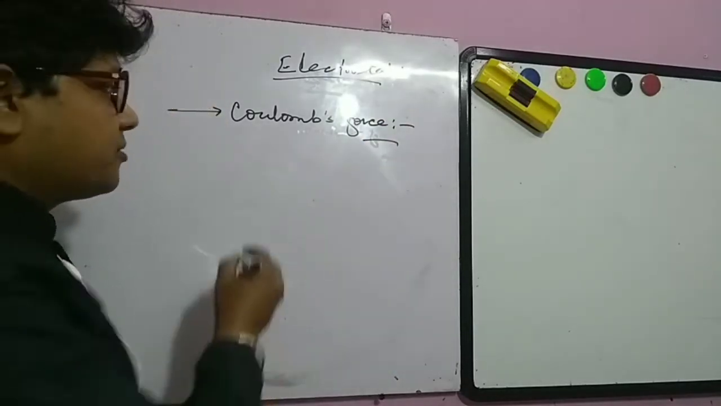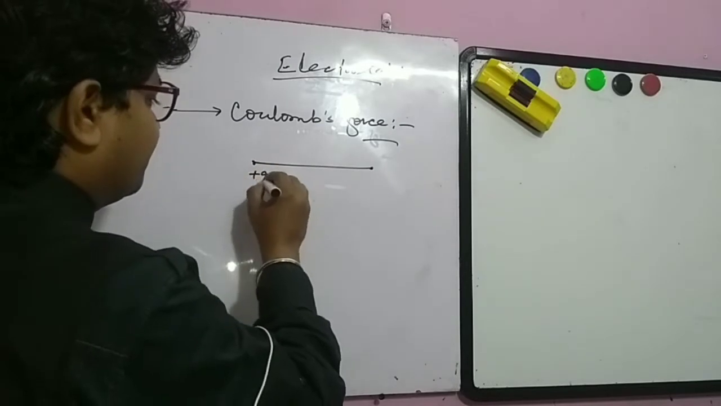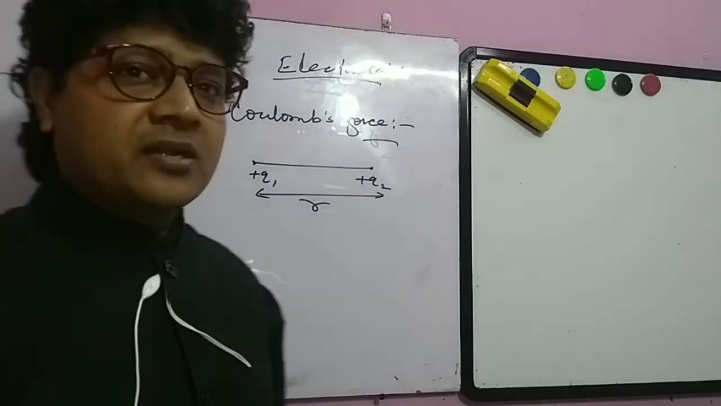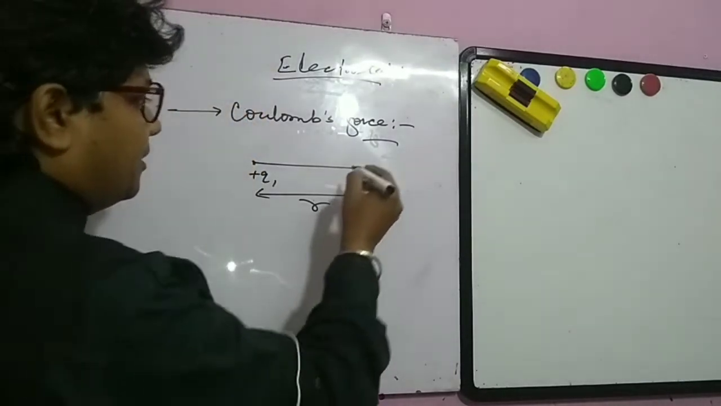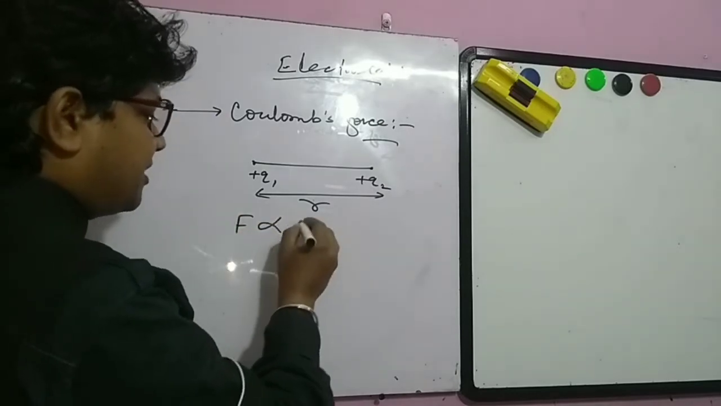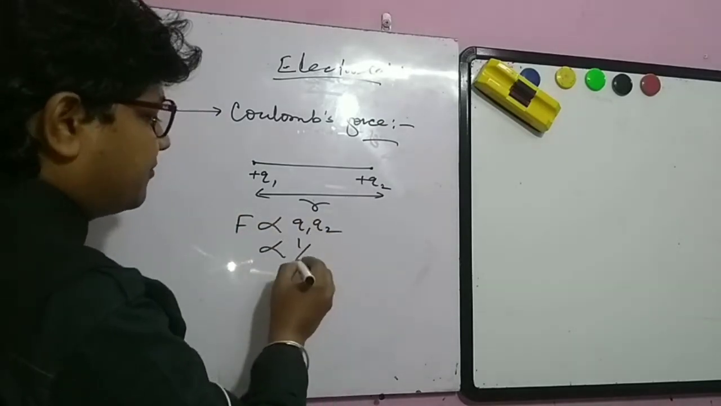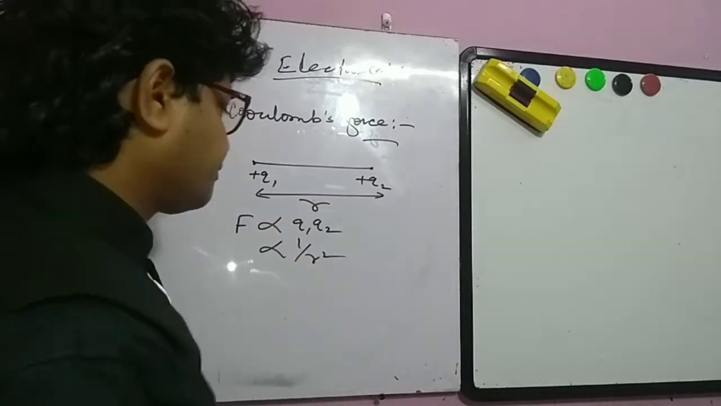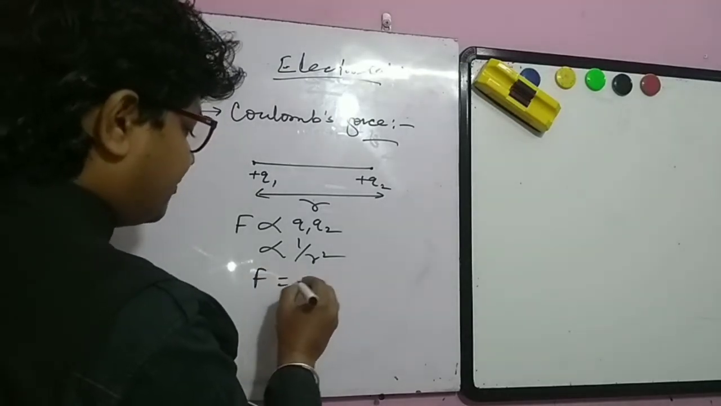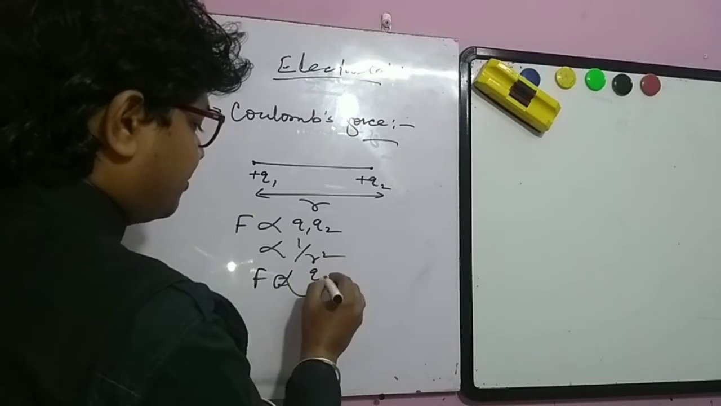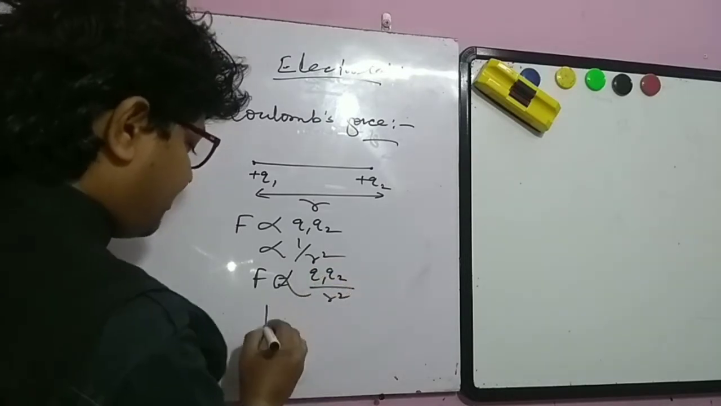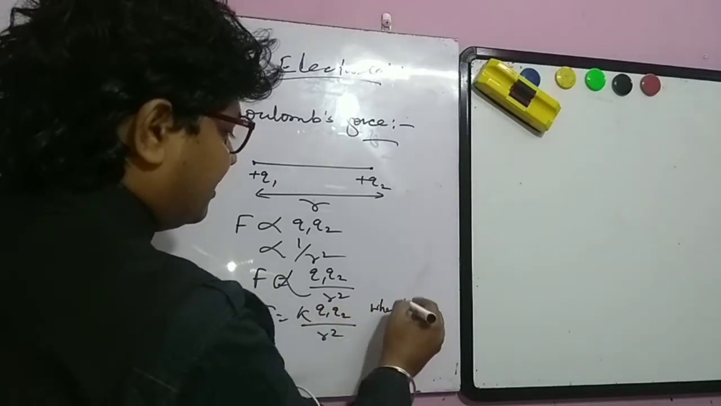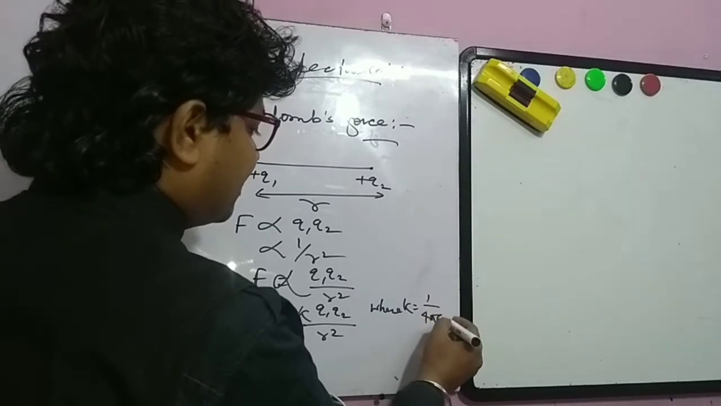right? So what is Coulomb force? This is plus q1 and this plus q2, and if these two charges are placed at certain distance r, then what will happen? They will experience a force. F is directly proportional to q1 q2, and this is inversely proportional to the distance between the two charges, right? So F is equal to q1 q2 by r square. This can be precisely written as k q1 q2 by r square, and where k is equal to 1 upon 4 pi epsilon naught epsilon r.